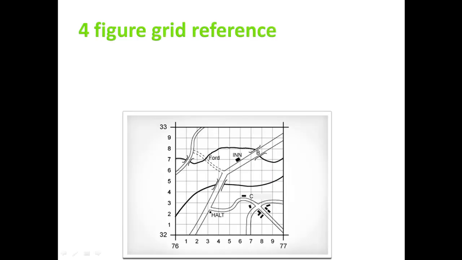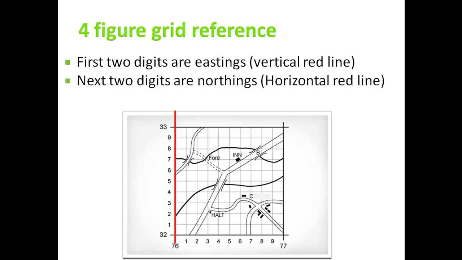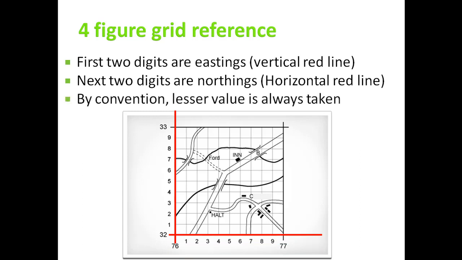Now we'll learn how to find a four-grid reference on a topographical map. The first two digits are easting, for example 76. They are the vertical red lines on the topographical map. The next two digits are northing, for example 32, the horizontal red line. By convention, we always take the lesser value to locate places on the topographical map.